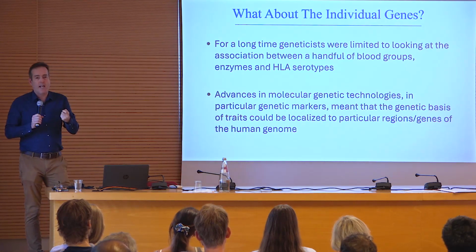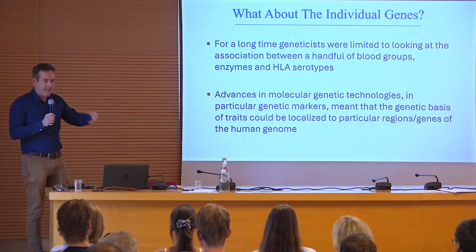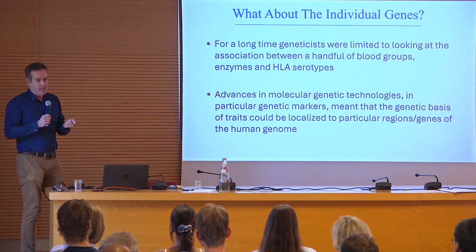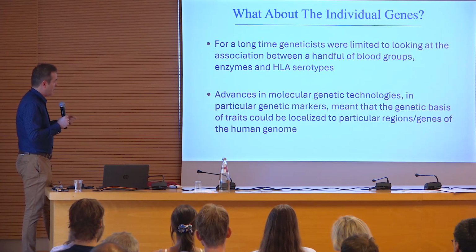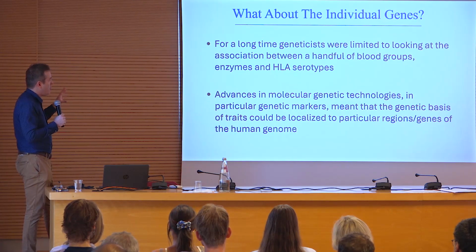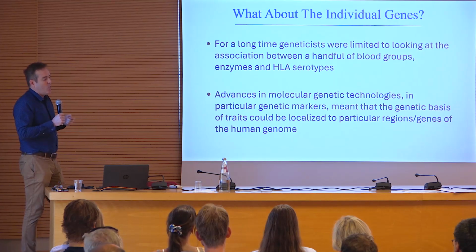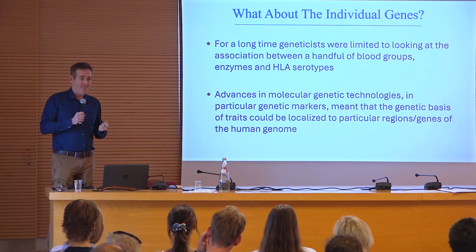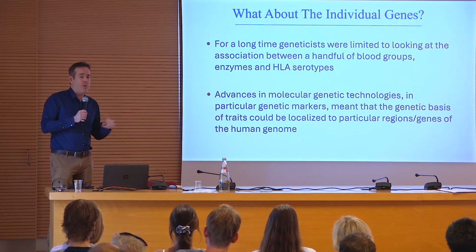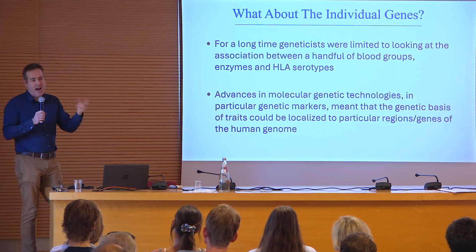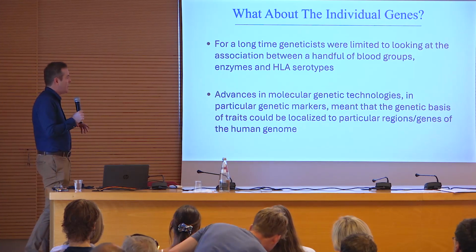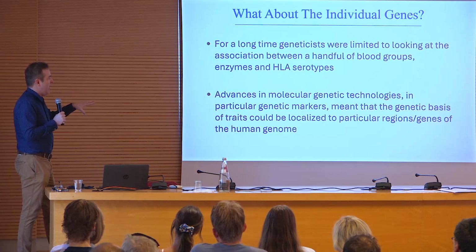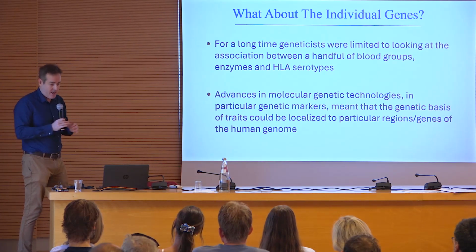Okay, so that's talking about variance components and heritabilities and things in aggregate. What about the individual genes that are responsible for these individual differences? So these sorts of questions were largely dictated by the technology that was available at the time, okay? And so in the early days, we couldn't do much about it except look for a handful of blood groups and these sorts of things. But with the explosion in molecular genetic technologies, now we could look right across the genome.